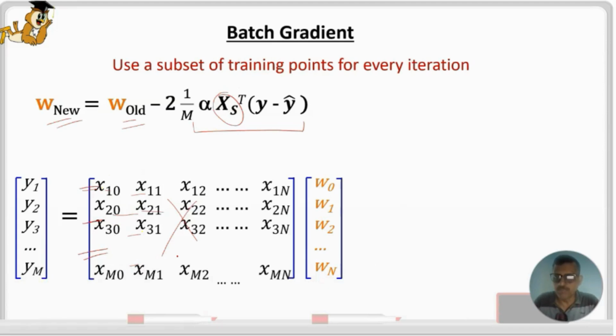It's a much smaller number compared to the total number of rows in X, and therefore it is a compromise between using all the rows, as is done in gradient descent, and using only one row, as is done in the stochastic gradient approach. So this was batch gradient.